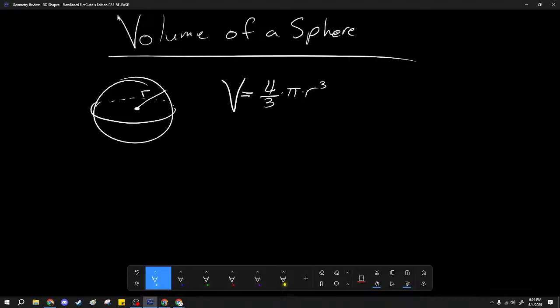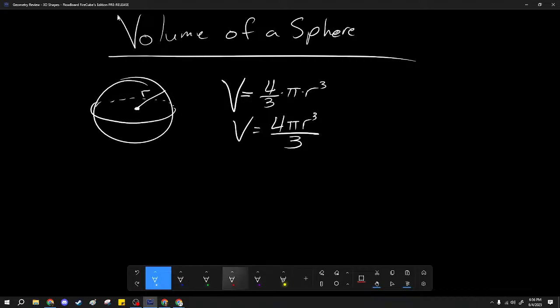If you don't like having the fraction here, it might be easier to read it like this: 4 pi r cubed over 3. Either one of these is valid. Whatever one you like to type in the calculator, whatever one looks easier for your brain to function with, that works. I normally use the top one, so I'll use the top one.